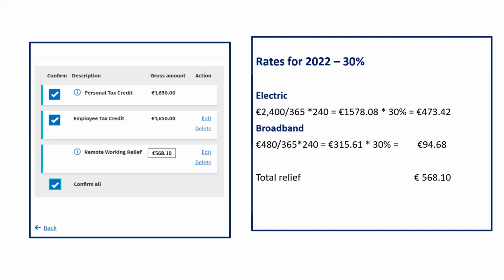So once I have that information in, I click on add, and Revenue will automatically calculate the remote working credit. So based on this example, the credit is €568.10. And I have a summary of the other tax credits that I have on file with Revenue.